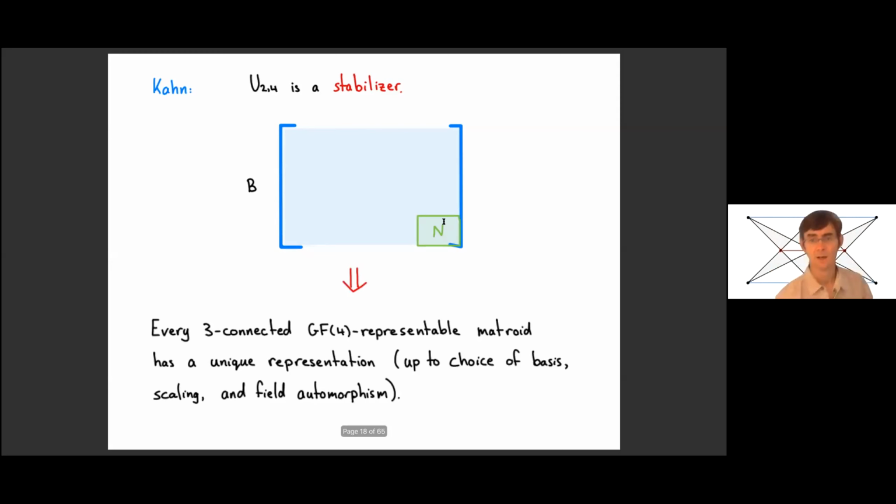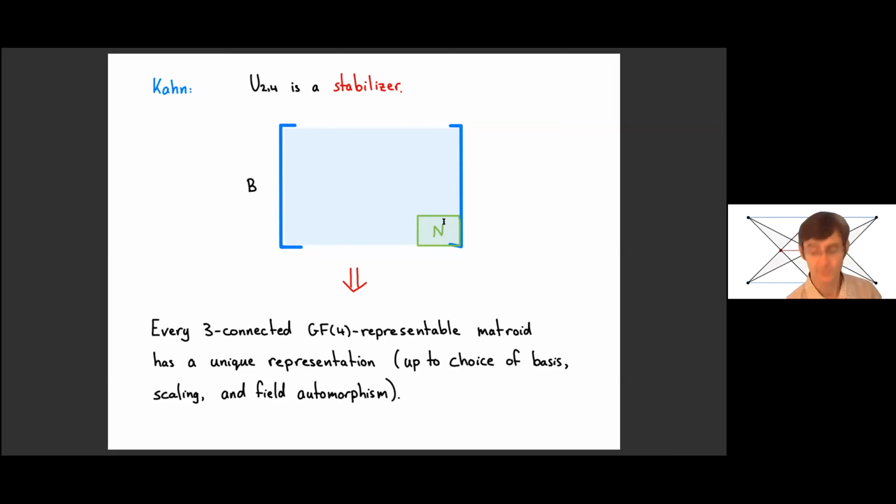And so that tells you that every three connected GF4 representable matroid has a unique representation up to the choice of basis, scaling, and field automorphism. And that's really, really useful. In proving excluded minor type results, unique representability is sort of fundamental. Same way as if you're trying to prove Kuratowski's theorem, it's typically fundamental to know that three connected planar graphs have unique embeddings. It's sort of that kind of thing.